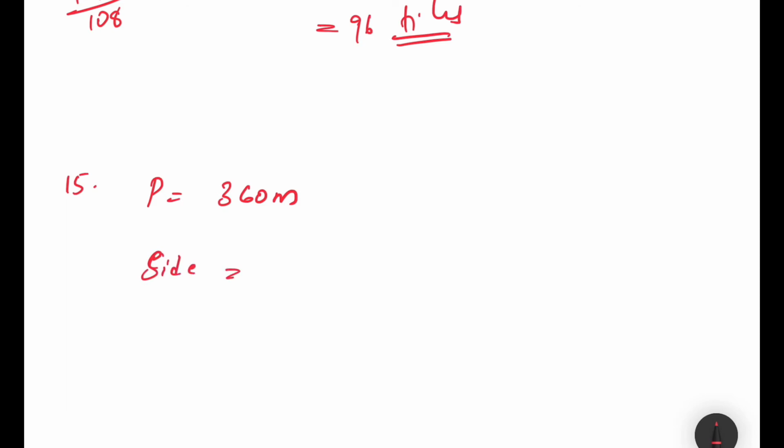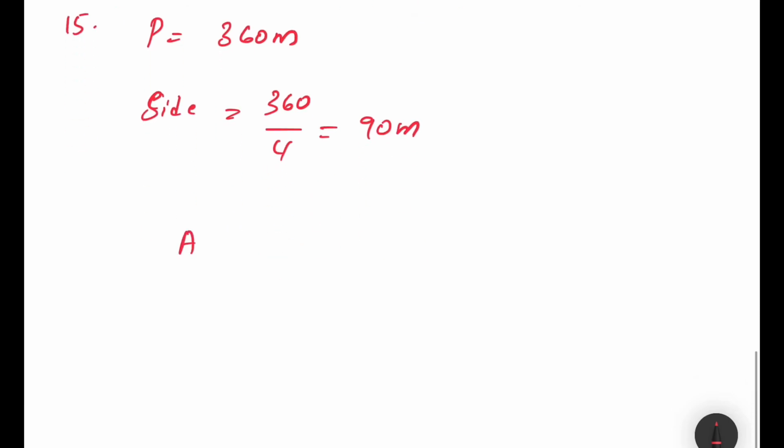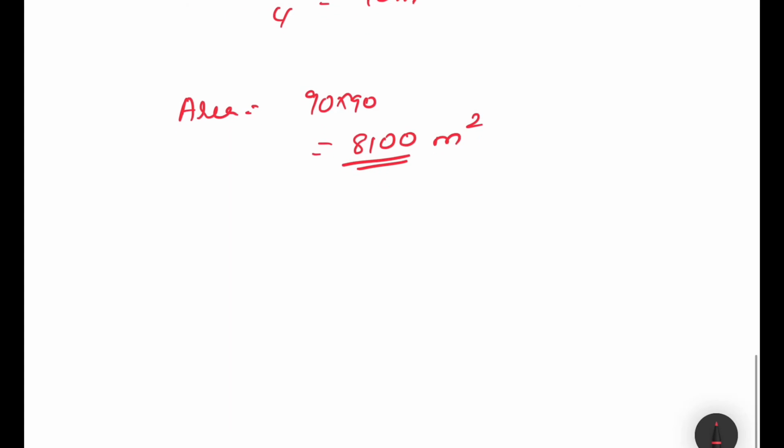Side is equal to, it's a square plot, so 360 by 4, that is equal to 90 meters. Area is equal to 90 into 90, that is equal to 8,100 meters square. Next, the cost of fencing the boundary at the rate of 40 per meter. So the first sub question we got.